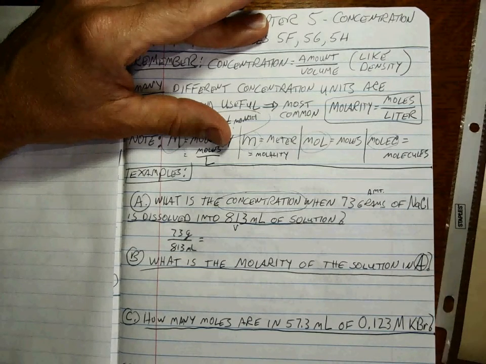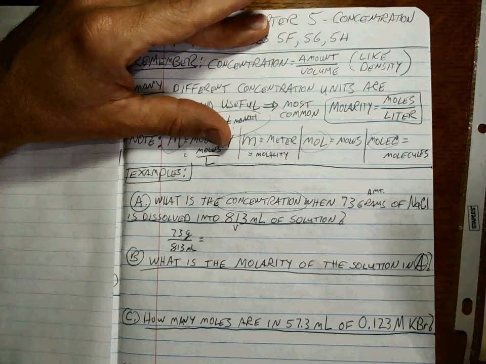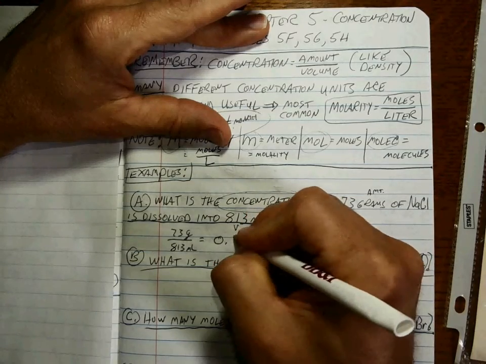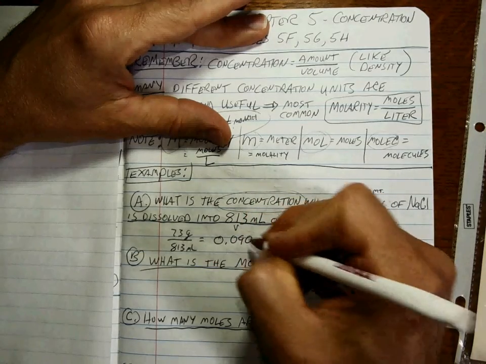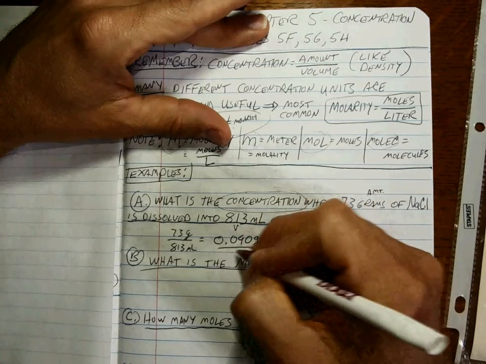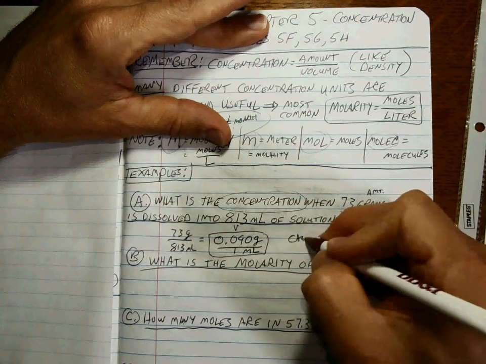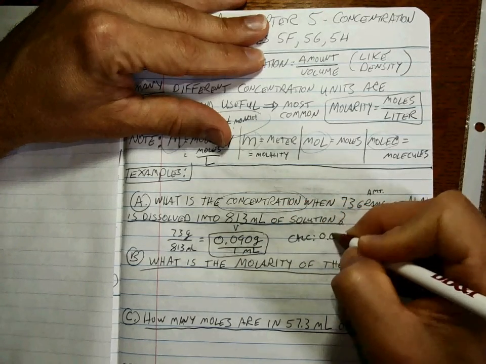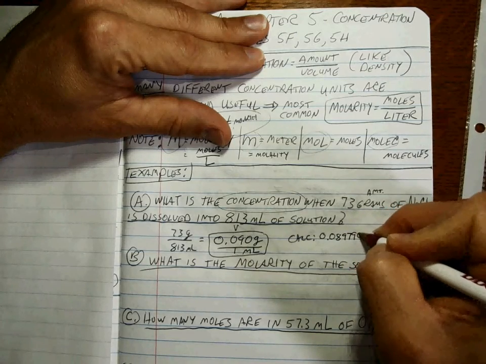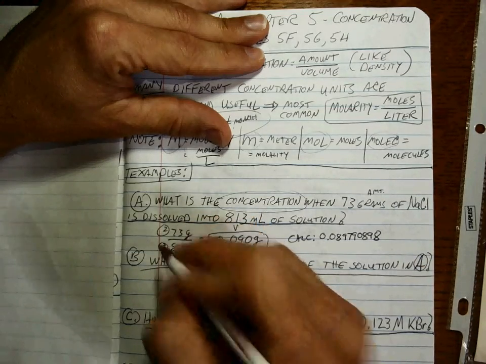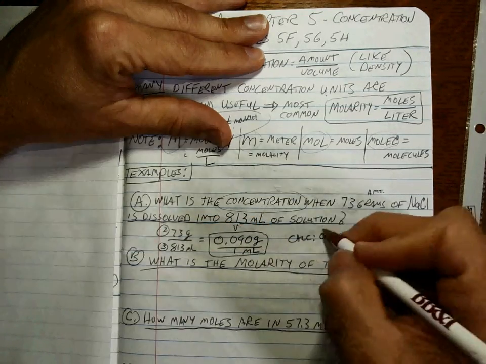So, 73 divided by 813 is, to 2 sig figs, 0.090 grams per 1 milliliter. The calculator value is 0.0897908898. The problem will only have 2 sig figs, right?